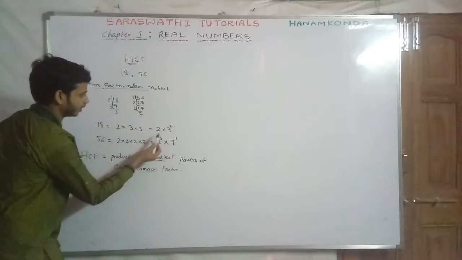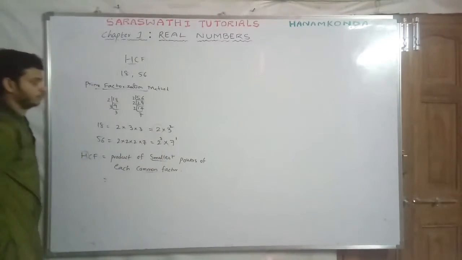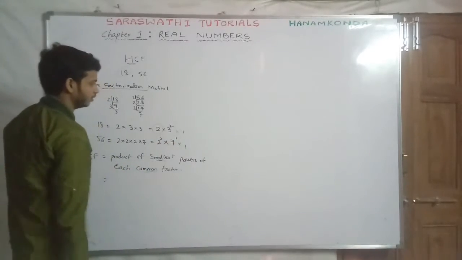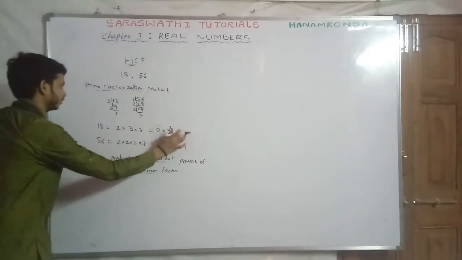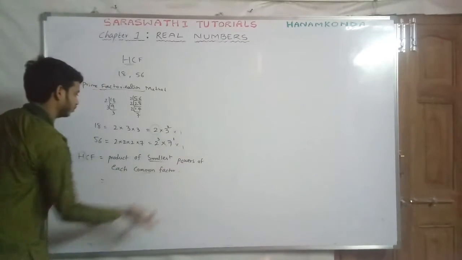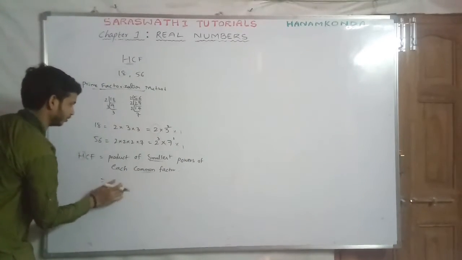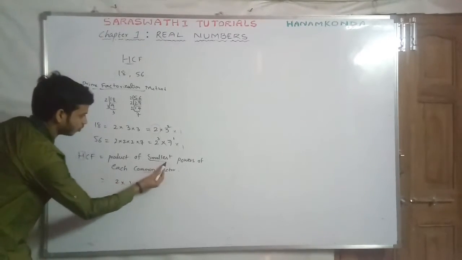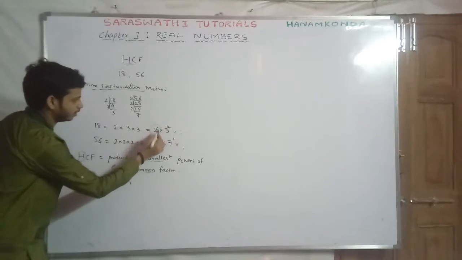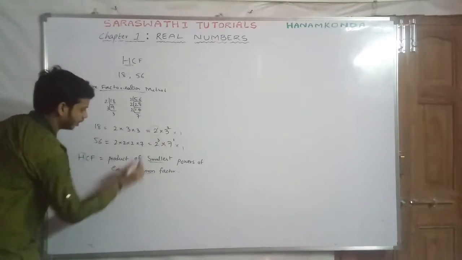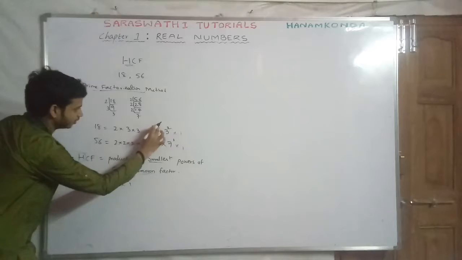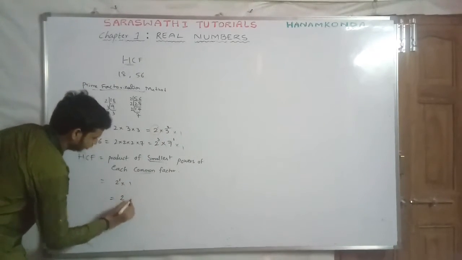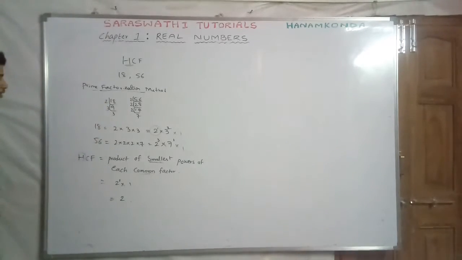Here the only common factor is 2. If there is no common factor, then you can choose 1, since 1 into any number gives the same number. The common factor is 2, so we can write 2 into 1. Between 2 power 1 and 2 power 3, 2 power 1 is the smallest, so we choose 2 power 1, which is 2. Therefore the HCF of these two numbers is 2.